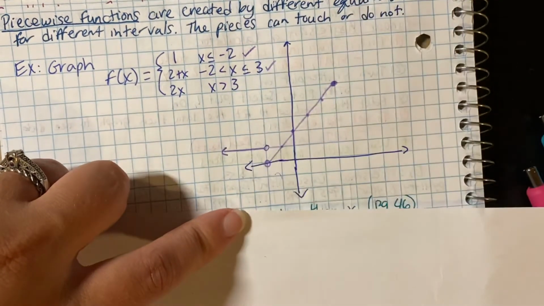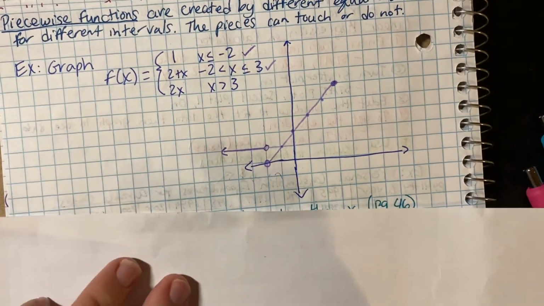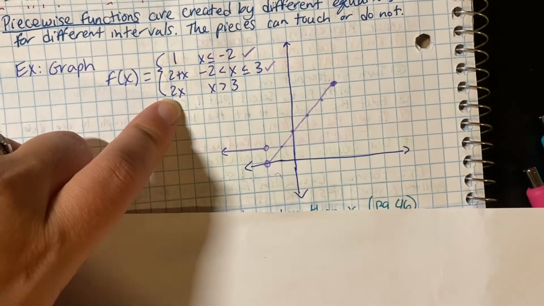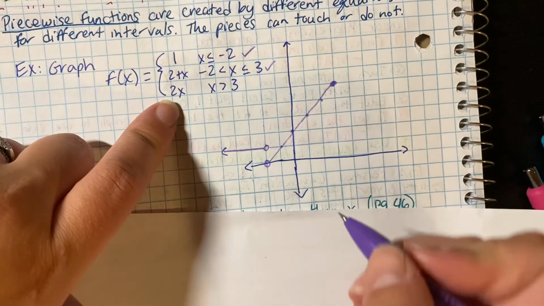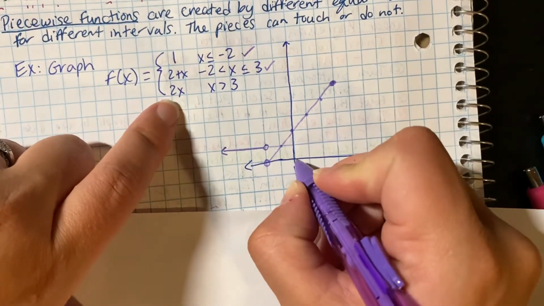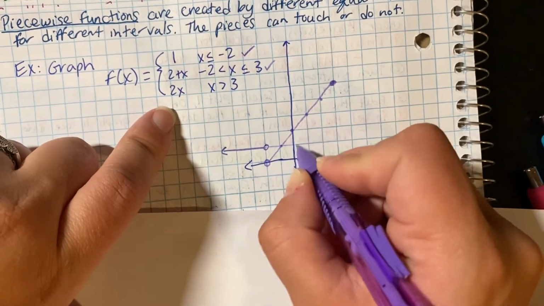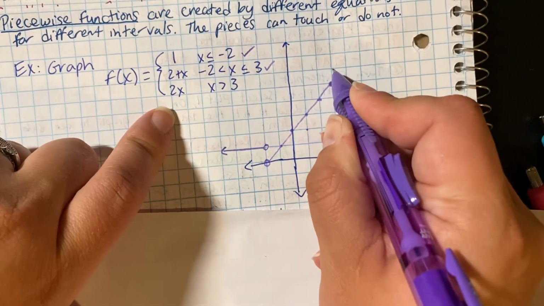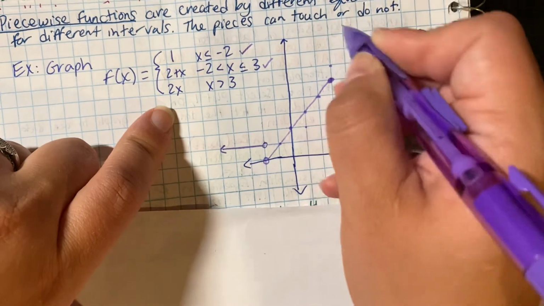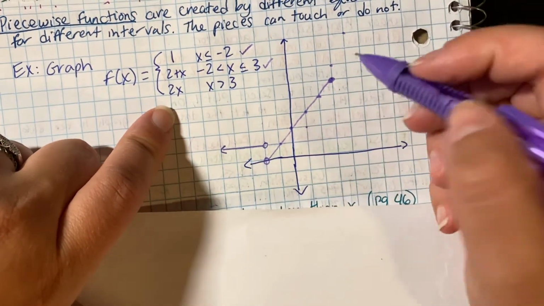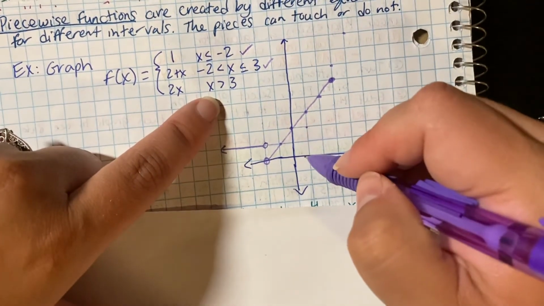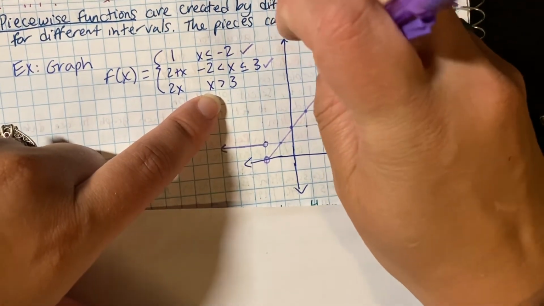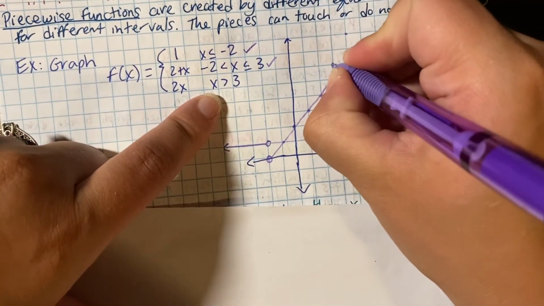So check. Last piece. Now I want to do an x is greater than 3, and I'm going to use this equation of 2x. So I'm going to start at 0. I'm going to go up 2 over 1, up 2 over 1, up 2 over 1, up 2 over 1. But I only want this line when x is greater than 3. 1, 2, 3. And it's greater than, not equal to, so I'm going to draw a circle here.